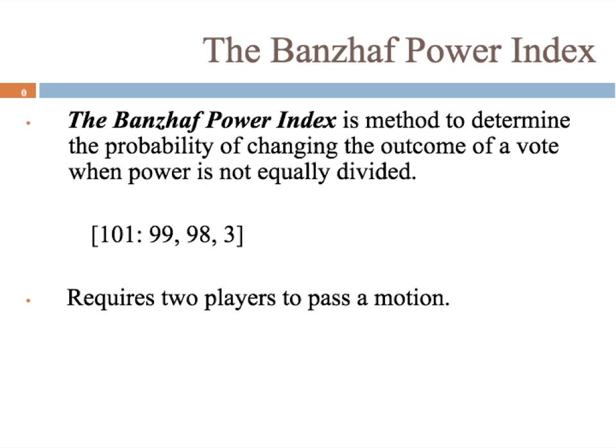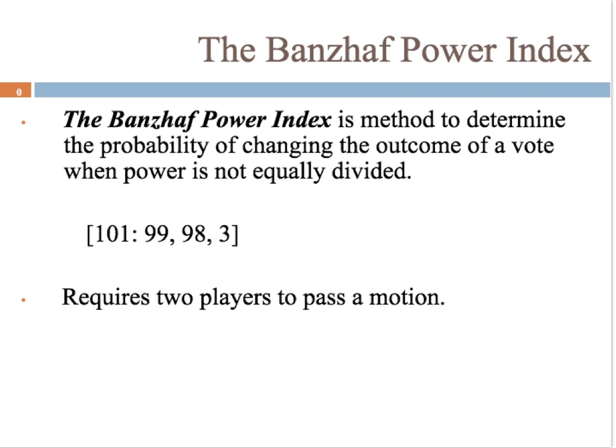And these are the players. We have player 1 with 99 votes, player 2 and player 3. Usually when we want to calculate this, we want a system that requires at least 2 players to pass a motion, because if it were just one player, there would be a dictatorship and it wouldn't really be a legitimate problem to work with.